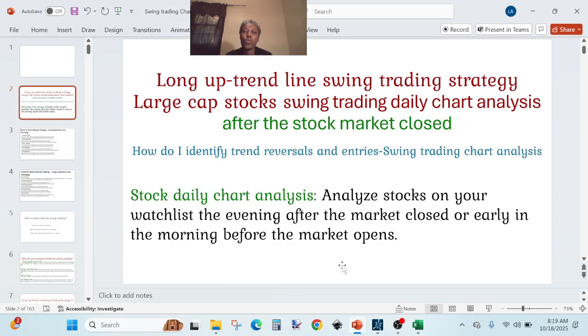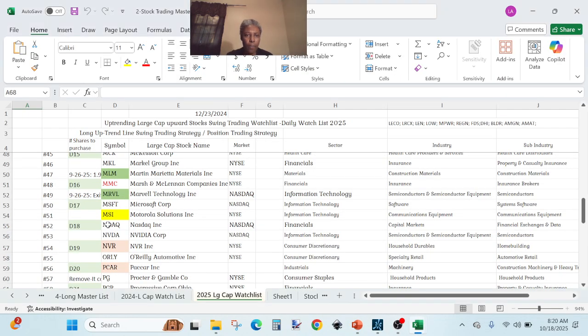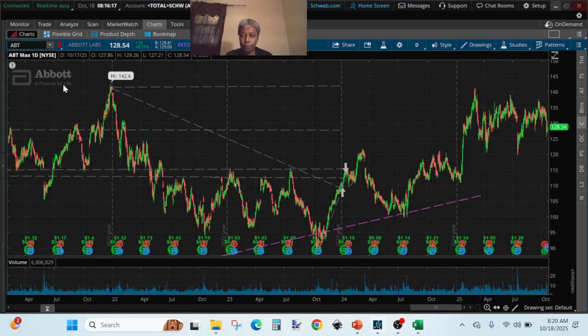Hello, how do I identify trend reversals and entries? Swing trading chart analysis. Let's take a look at two stocks that we have on our watch list and see how we can identify the reversals and the entries. So the first one is NDAQ.